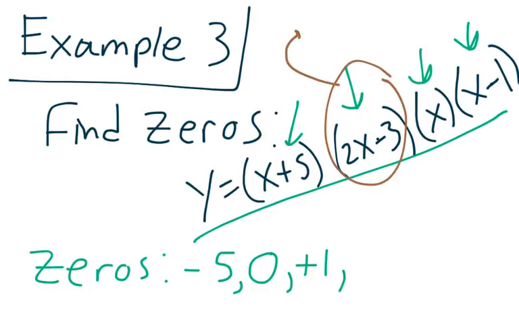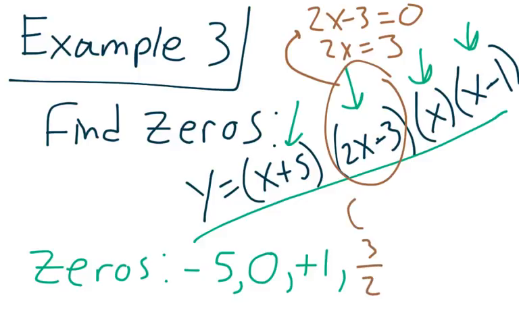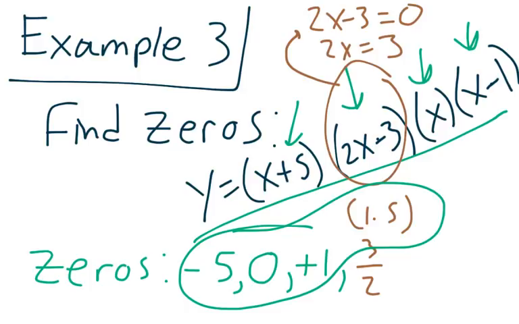To find the zero, here's what I do. 2x minus 3 equals 0. So I want to know, what do I plug in for x to make this factor 0? Like over here, I plug in negative 5 for x. Here I plug in 1. Here I plug in 0 to make it 0. So here I just solve the equation. When I do that, I get 2x equals positive 3, add 3 on both sides. So from here, the zero is 3 halves, or better known as 1.5. So these are the 4 zeros from that polynomial.